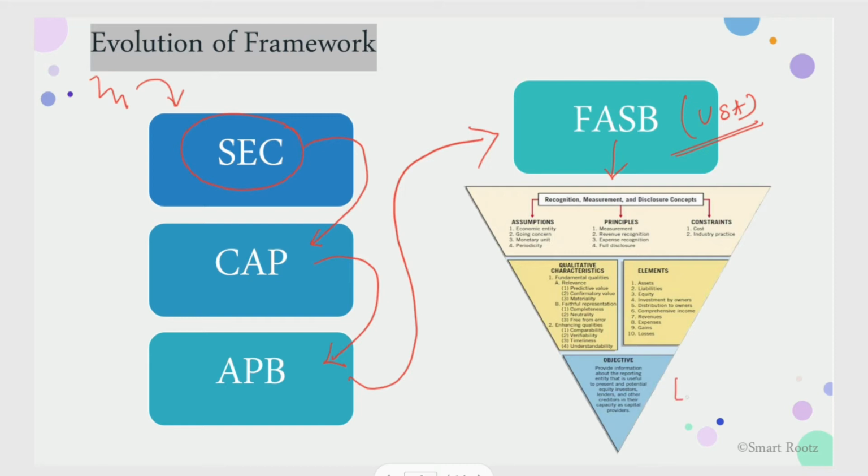It actually provided level 1, which is the objective of financial reporting. Why should you prepare a financial statement? Then it provided what are all the characteristics that a financial statement should have, and then what are all the various elements: what is an asset, what is a liability, what is an equity. Then it also provided the assumptions that should be used in preparing the financial statements. This was the conceptual framework that was given by FASB, based on which the GAAP, or the generally accepted accounting principles in the US, was developed.